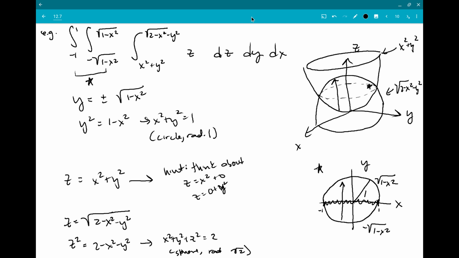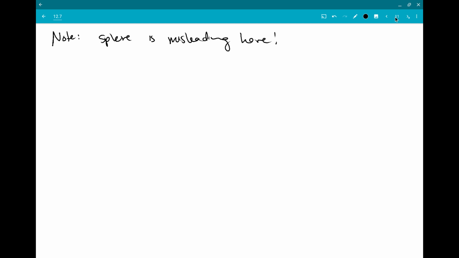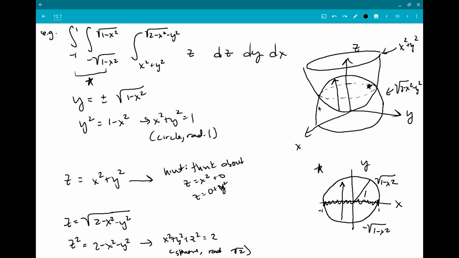Okay, if we had a lot of time, I would start off by saying, okay, there's a sphere. So I guess I should use spherical coordinates to show you that that's not the way to do this. But we don't have time for that, so I'm just going to say, no, sphere is misleading here. If we try to set this up in spherical coordinates, the sphere is great, but this bowl shape isn't built in spherical coordinates. It's got an x squared plus y squared, but not a z squared. And so this thing is hard to describe using spherical coordinates.